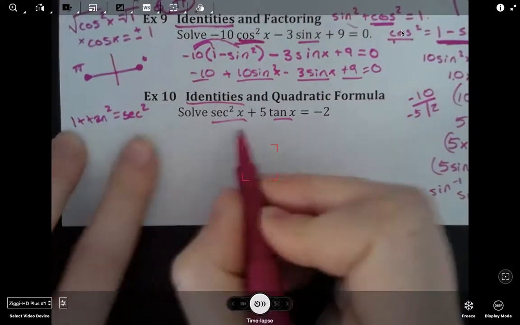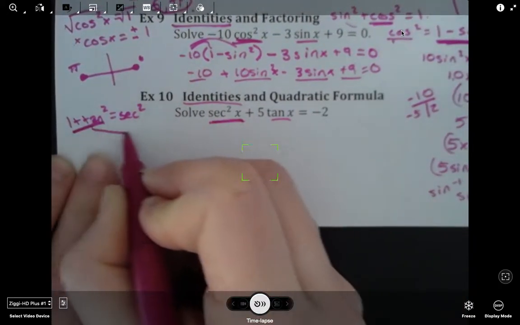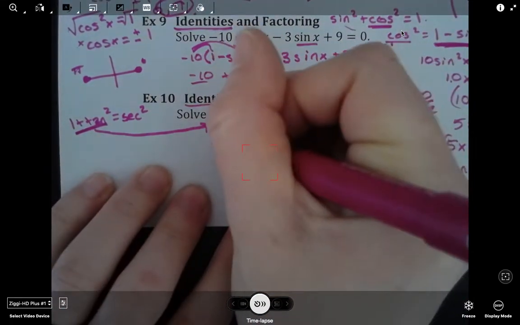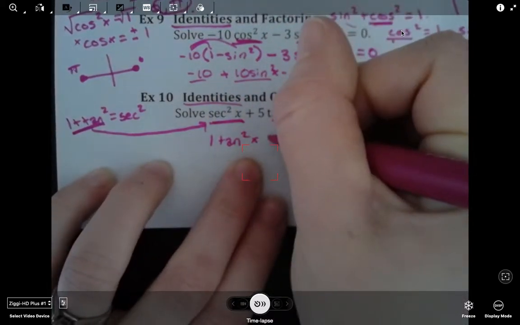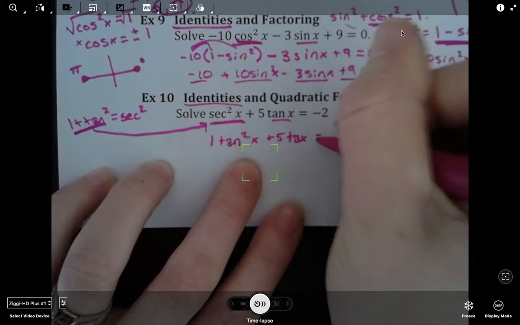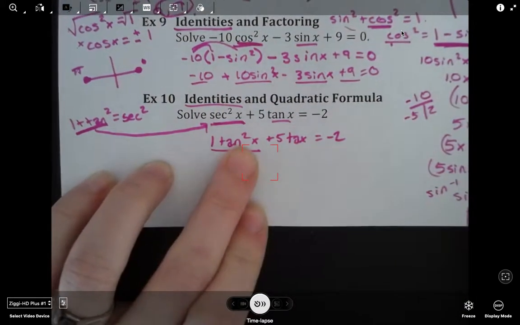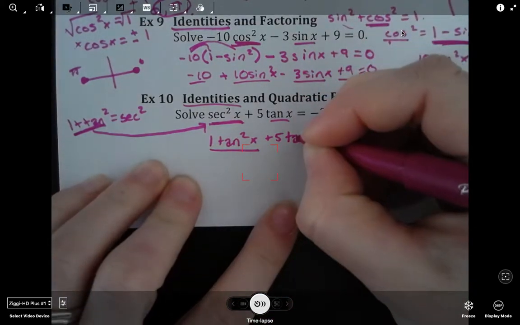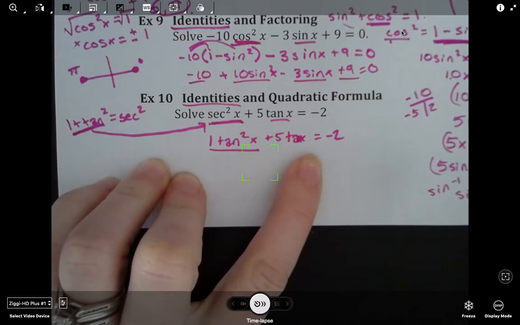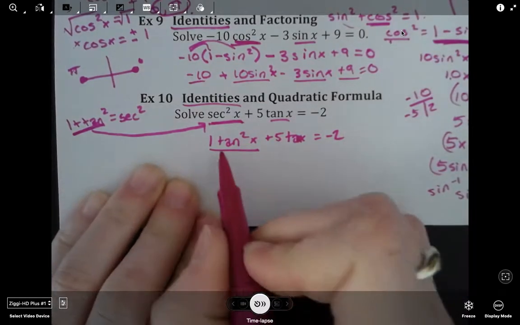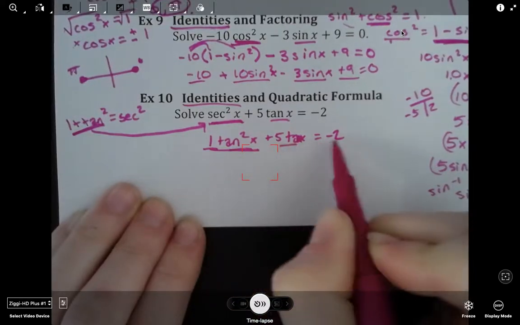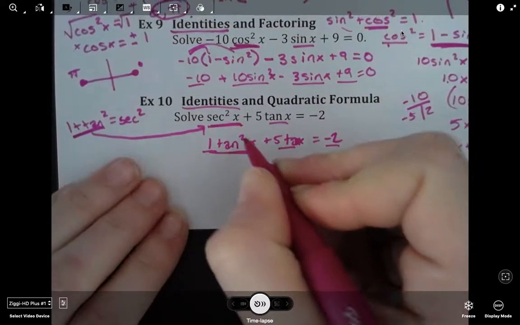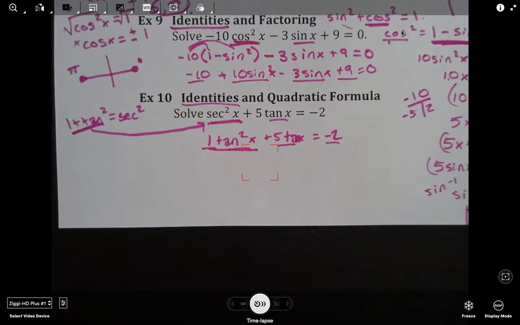So if I want to get rid of the secant squared, I'm going to plug 1 plus tangent squared in for that. I can just substitute. So 1 plus tangent squared x plus 5 tangent x equals negative 2. I just took this and plugged it in there for secant squared. I do that because I want them all to be the same trig function. They're all tangents now. So I have 4 pieces, 1, 2, 3, 4 now, and I want to get them all on the same side of the equal sign, and write them in standard form.